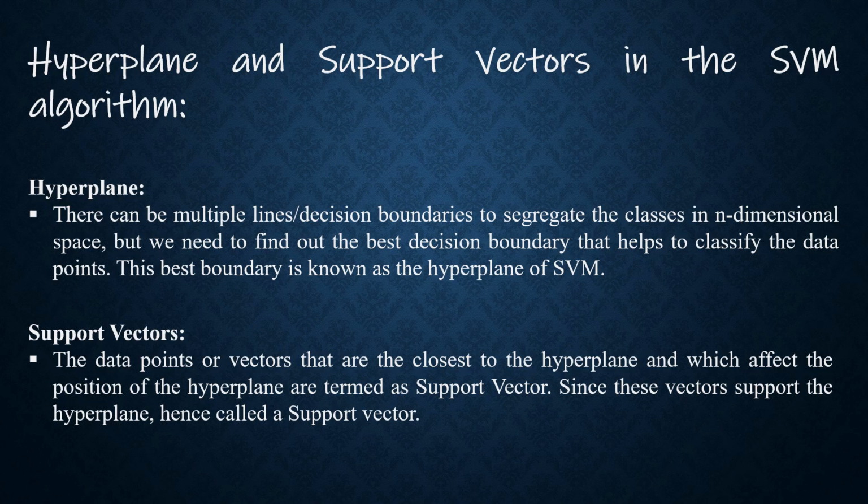Next, we are going to see about support vectors. The data points or vectors that are closest to the hyperplane and which affect the position of the hyperplane are termed support vectors. Hence, these vectors support the hyperplane, and hence they are called support vectors.